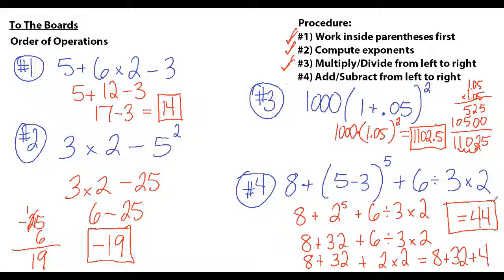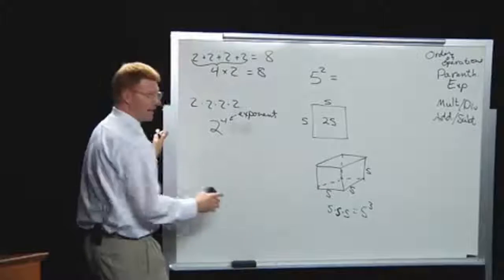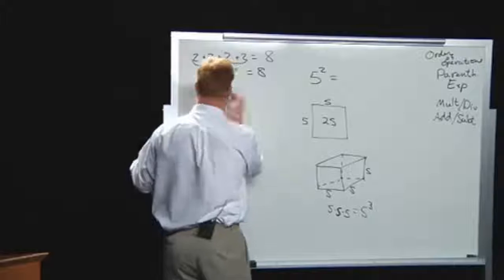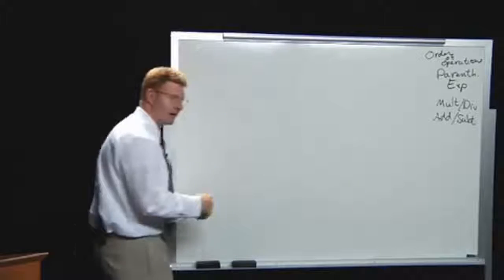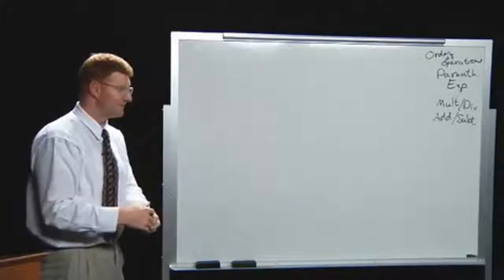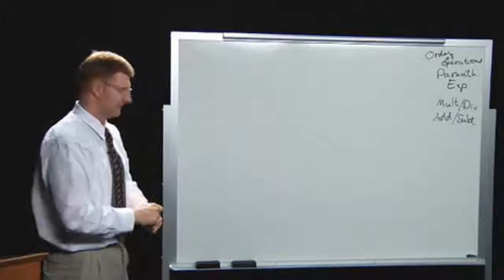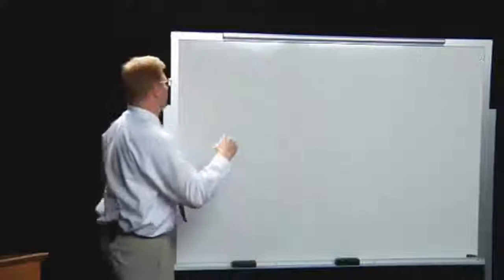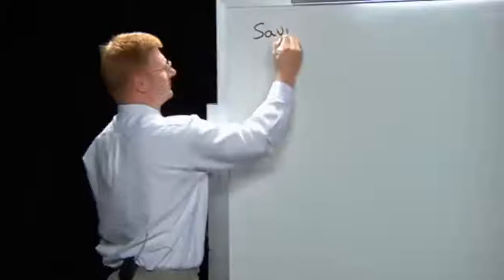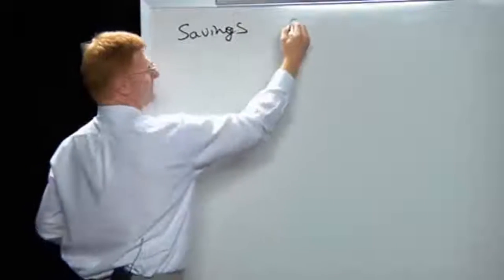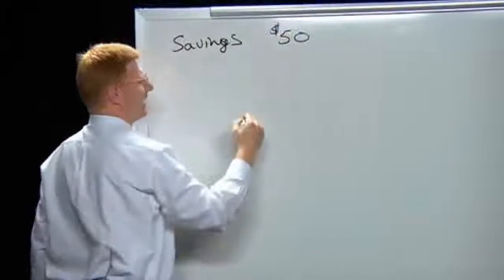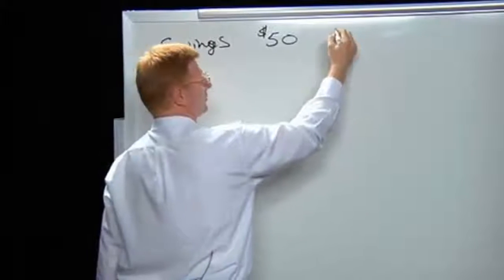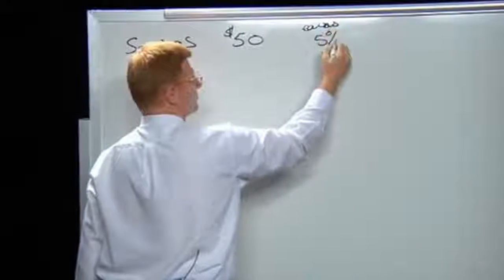Great work! Thanks for working hard on these order of operation problems. So, now we have one more thing with exponents to do. And that is show you how they actually help you in saving money or hurt you if you're not saving money. If you have a savings account and it has, say, $50 in it, and this savings account earns 5%.